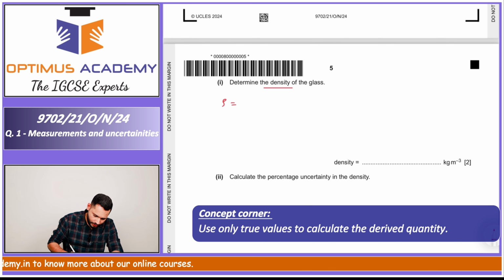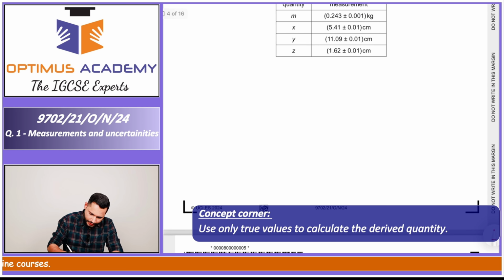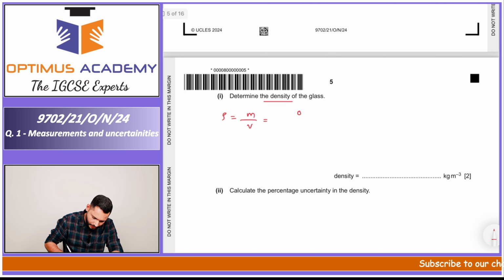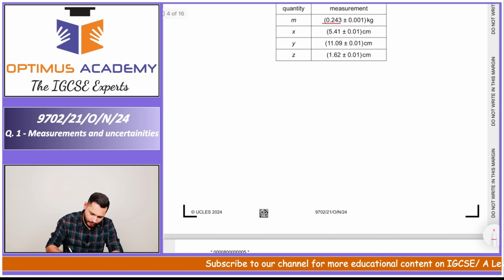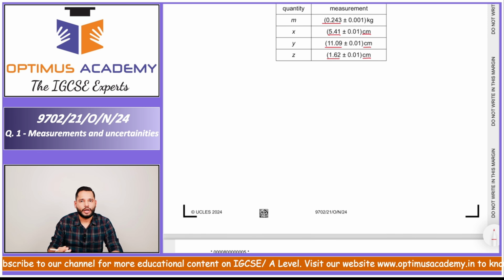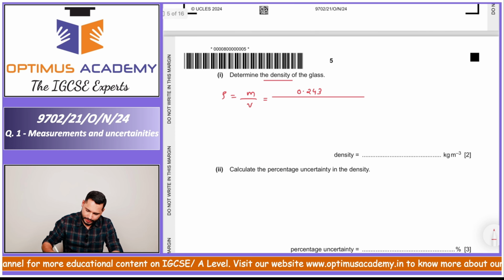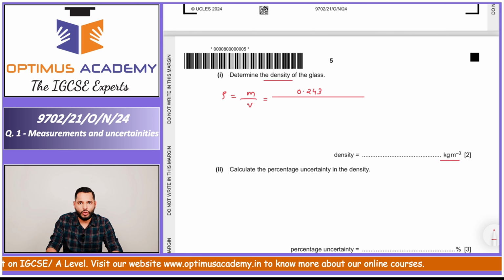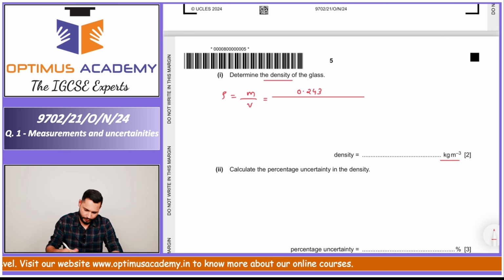So density is equal to mass upon volume. The mass of the object is 0.243 kilogram. So it will be 0.243 divided by, for volume, we will be multiplying the lengths, that is x, y and z. But note that these values are given in centimeter, and on the answer line, they are asking us to write the density in kg per meter cube. So we will have to convert all the quantities from centimeter to meter.